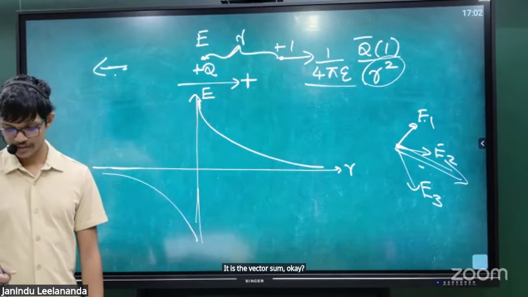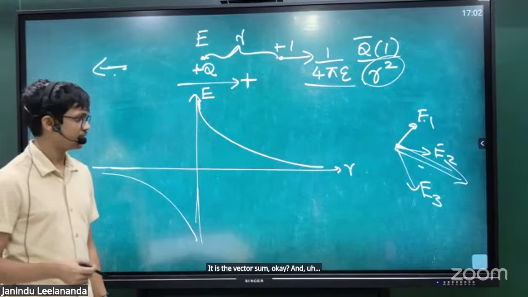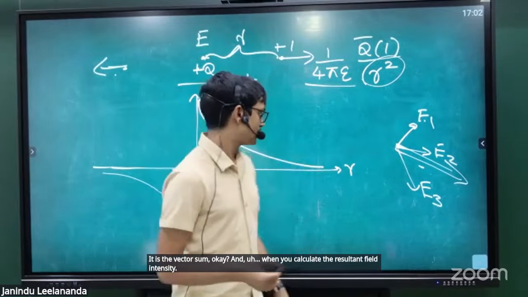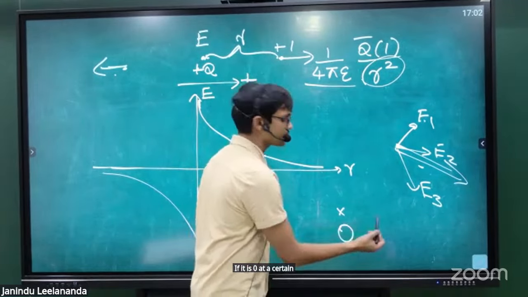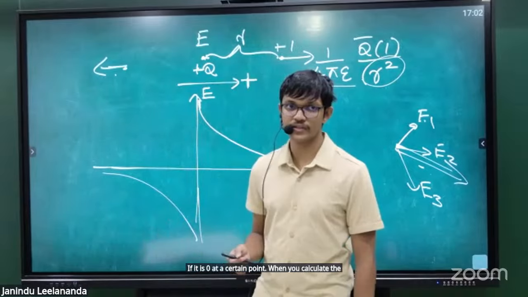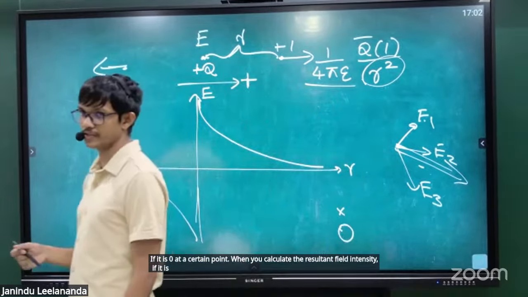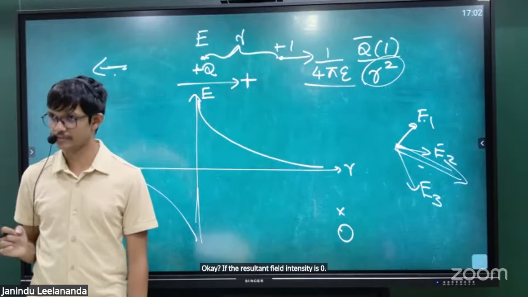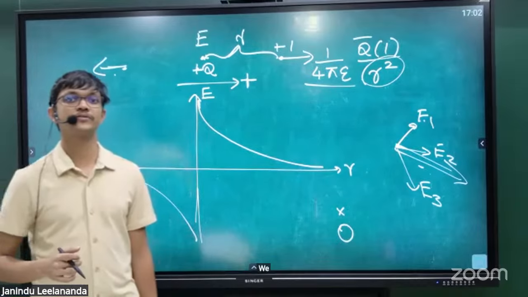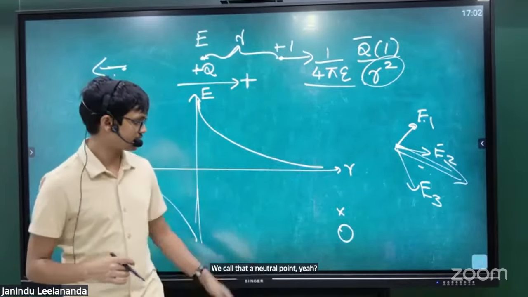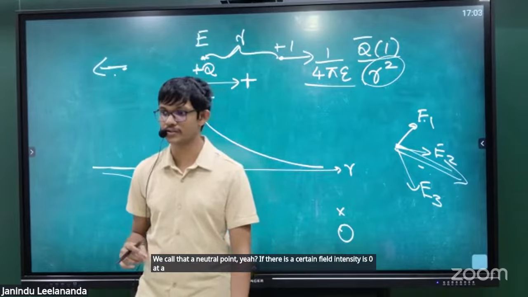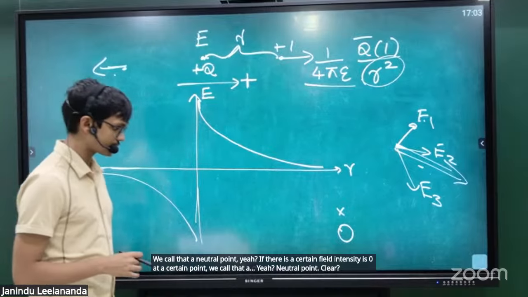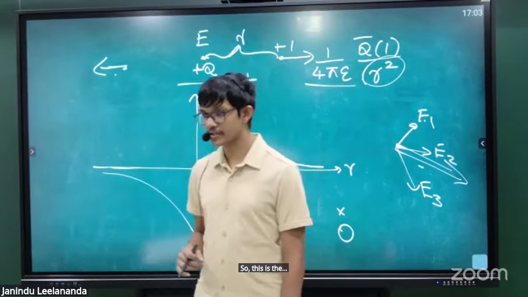And when you calculate the resultant field intensity, if it is 0 at a certain point, we call that a neutral point. If the resultant field intensity is 0 at a certain point, we call that the neutral point. So this is the basic story.